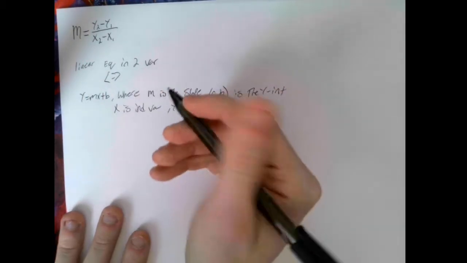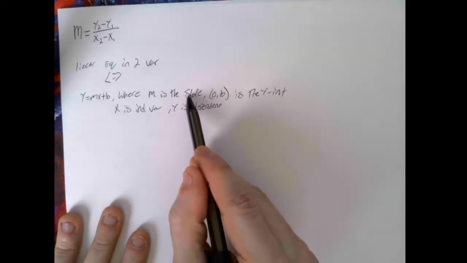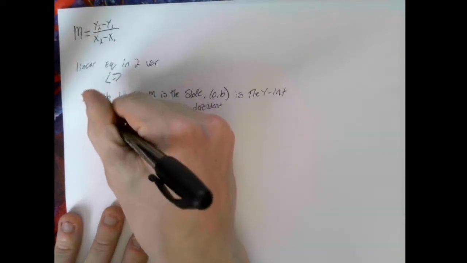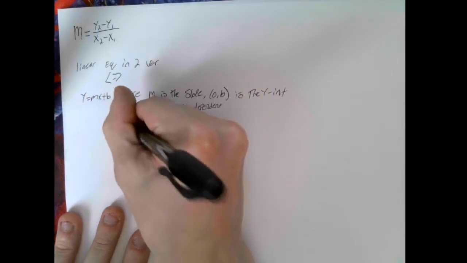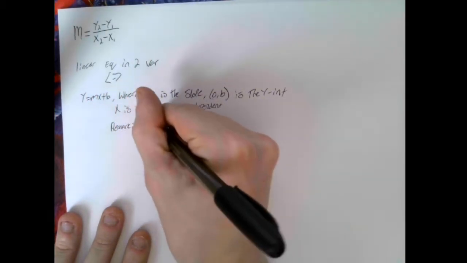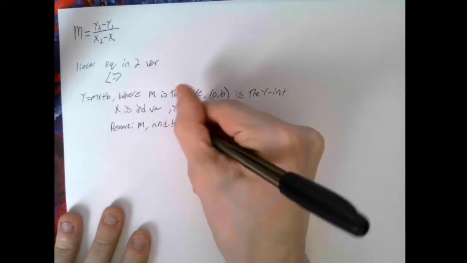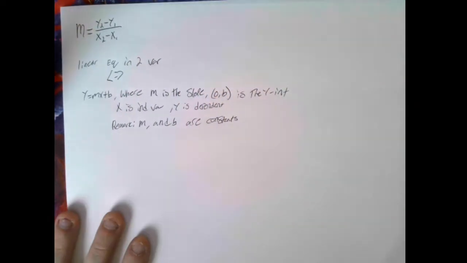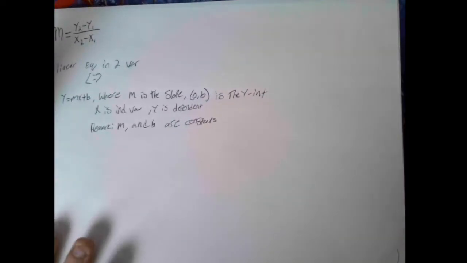It's denoted here because we know the slope and the y-intercept are constants. Just a side remark, m and b are constants, just so it's more clear there. So we know that m is the slope, and that's why this is the slope form.